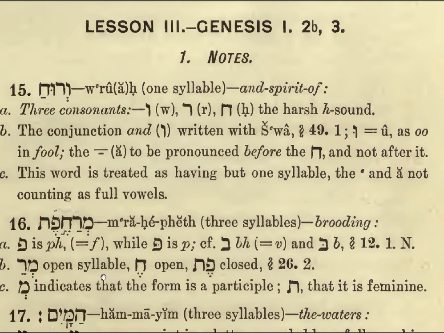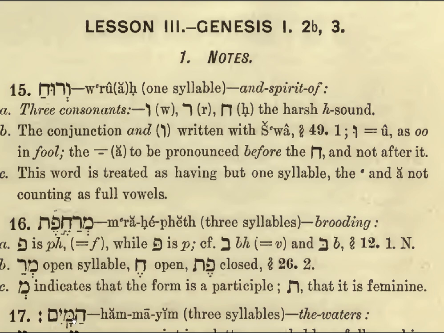Mera is an open syllable, ending in the vowel A. He is open, ending in the vowel he, short e sound. And fet is closed, ending in t. M at the beginning shows that the form is a participle, a word like going, walking, singing. So it's a participle. And the t on the end here shows us that it is feminine. Merahefet.